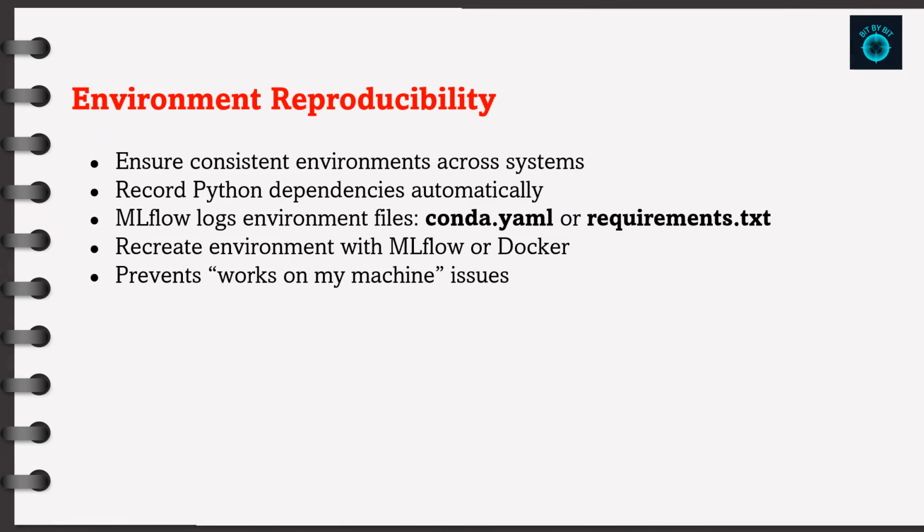Chapter 4: Model Packaging. Environment reproducibility. In MLOps, environment reproducibility means being able to rebuild the exact same setup that produced a model. Same library versions, same dependencies, and same configurations. Without this, a model might work perfectly on your laptop, but fail when deployed on a server or in the cloud. That's what developers call the classic "works on my machine" problem.